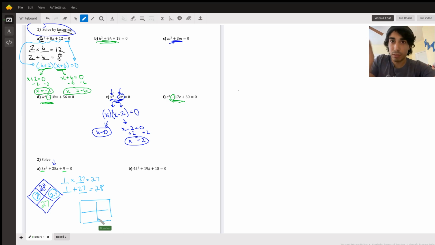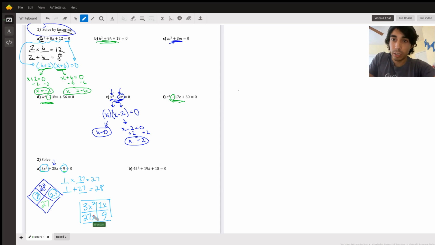So if you remember, top left of the box, that is the first term, 3x squared. The bottom right corner of the box is going to be your C. It is 9. And then for the other two, we just use those two numbers that we just found, the 1 and the 27. So we got a 1x, and then we got a 27x. And then we're going to go row by row, column by column, and take out those greatest common factors.